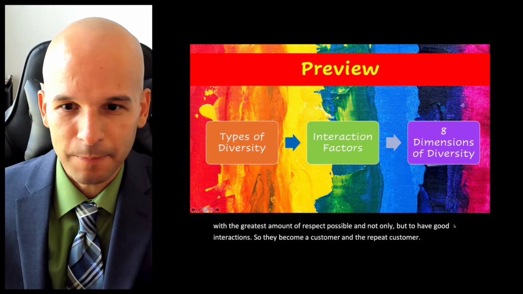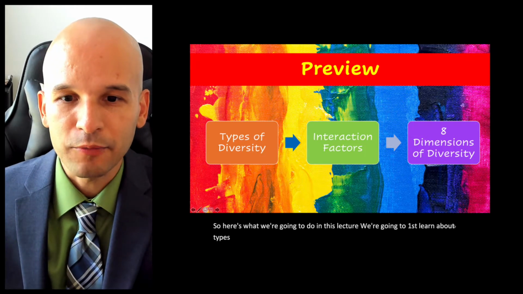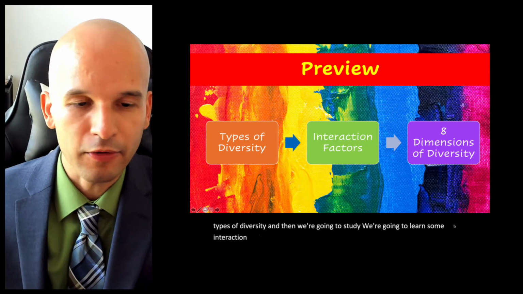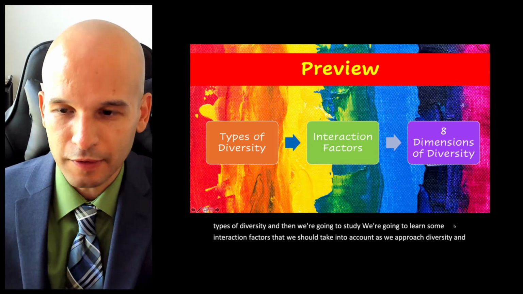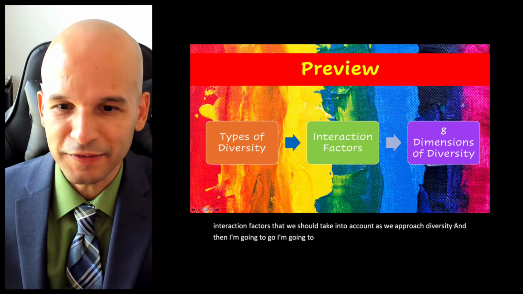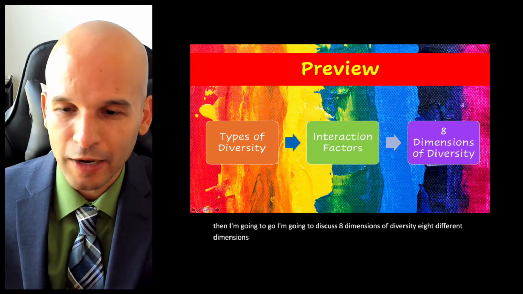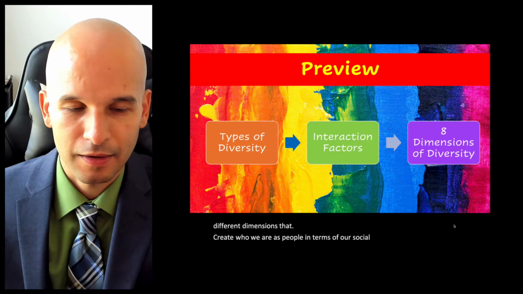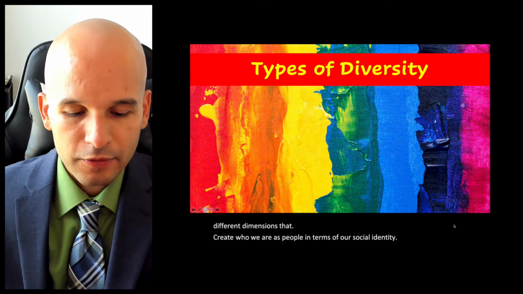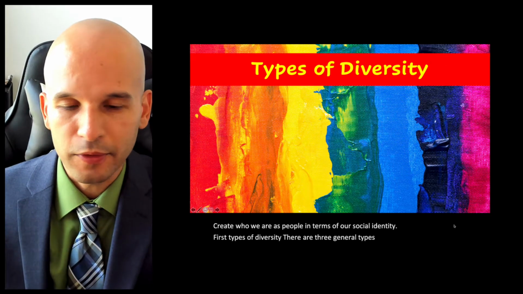So here's what we're going to do in this lecture. We're going to first learn about types of diversity, and then we're going to learn some interaction factors that we should take into account as we approach diversity. And then I'm going to discuss 8 dimensions of diversity, 8 different dimensions that create who we are as people in terms of our social identity. First, types of diversity. There are 3 general types of diversity that you can have within an organization.